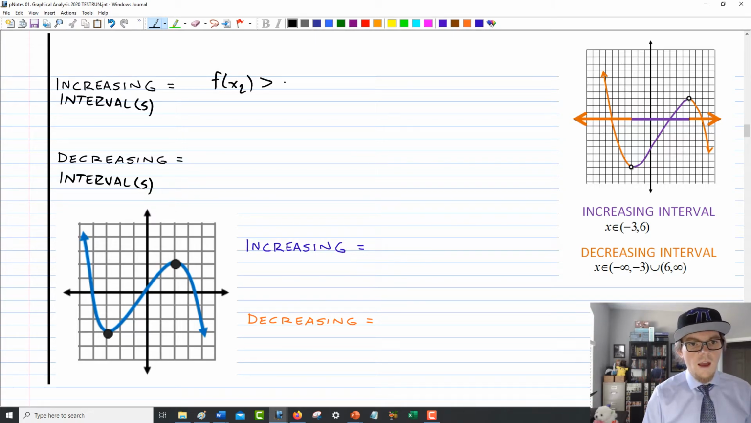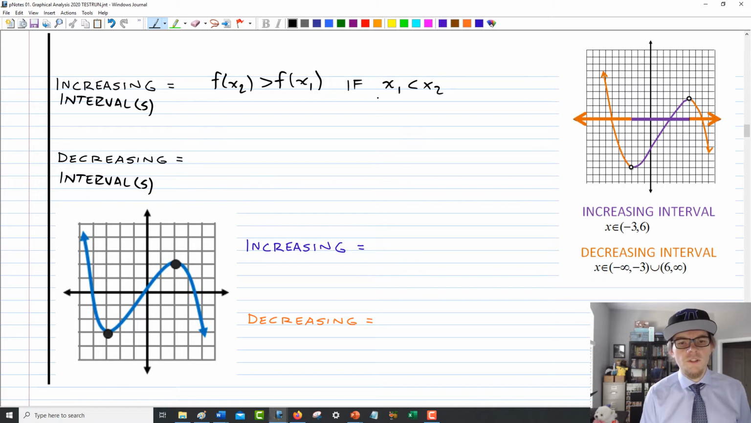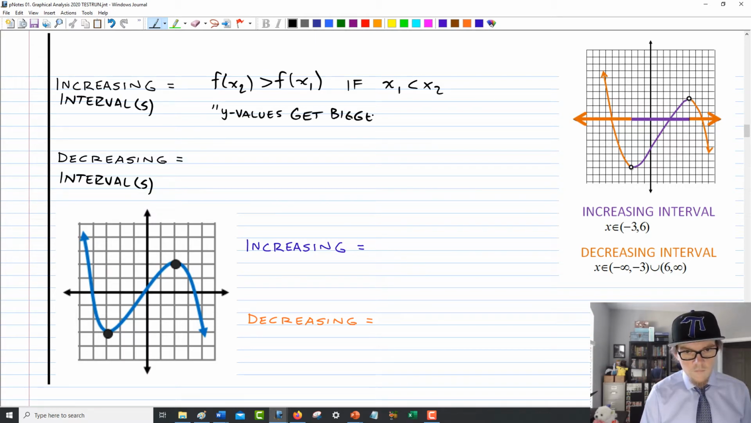So for a function f of x, and again we're talking about some sort of function that's being described here, f of x sub 2 is greater than f of x sub 1 if x sub 1 is less than x sub 2. So in other words, I'll write this as a translation: y values get bigger as x values get bigger.